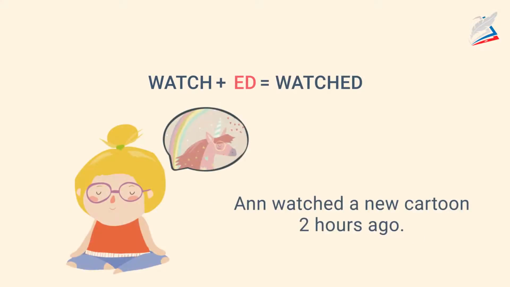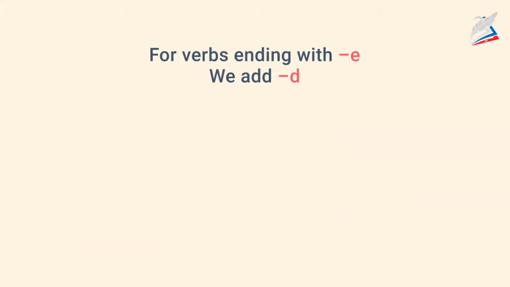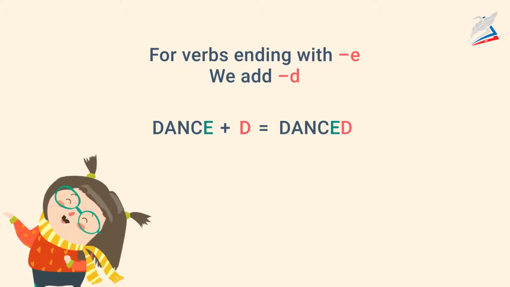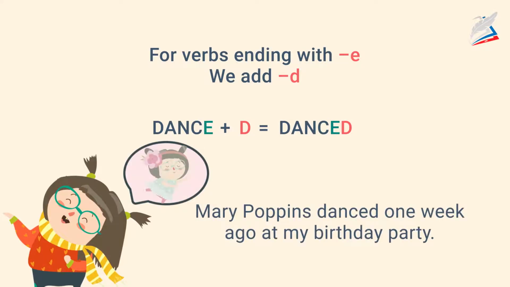Watch plus ed, watched. Anne watched a new cartoon 2 hours ago. For verbs ending with e, we add d. Dance plus d, danced. Mary Poppins danced 1 week ago at my birthday party.